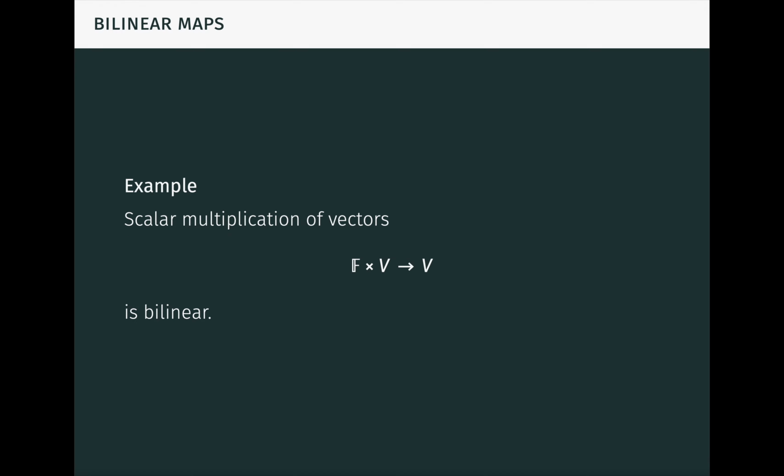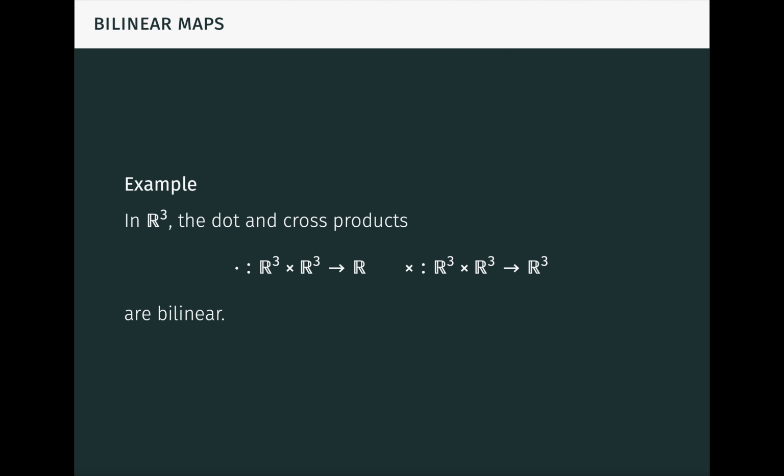Bilinear maps are everywhere in linear algebra. For example, scalar multiplication of vectors in a vector space is bilinear. This follows directly from the vector space axioms. In R3, the familiar dot and cross products are bilinear. The cross product has some other weird properties which I cover in detail in another video on this channel, but bilinearity is a very natural one.